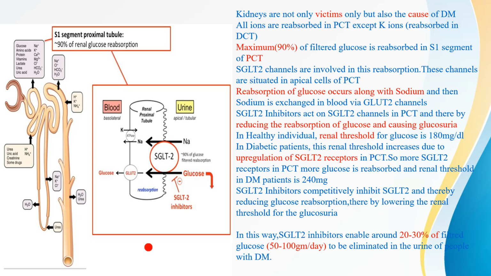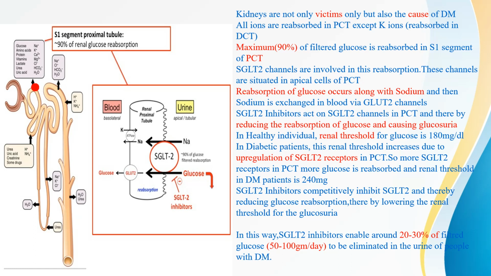As we have read in physiology, all ions are reabsorbed in the proximal convoluted tubule. This is the proximal convoluted tubule. Most of the filtered ions from the glomerulus are reabsorbed back into the blood, except the potassium, which is reabsorbed in the distal convoluted tubule. This reabsorption of the ions occurs in the proximal convoluted tubule through the sodium glucose transport channels.